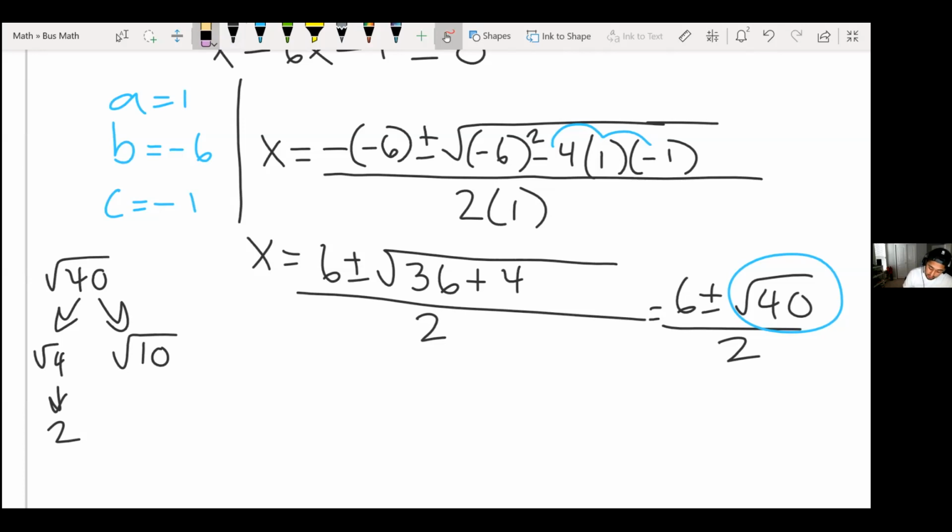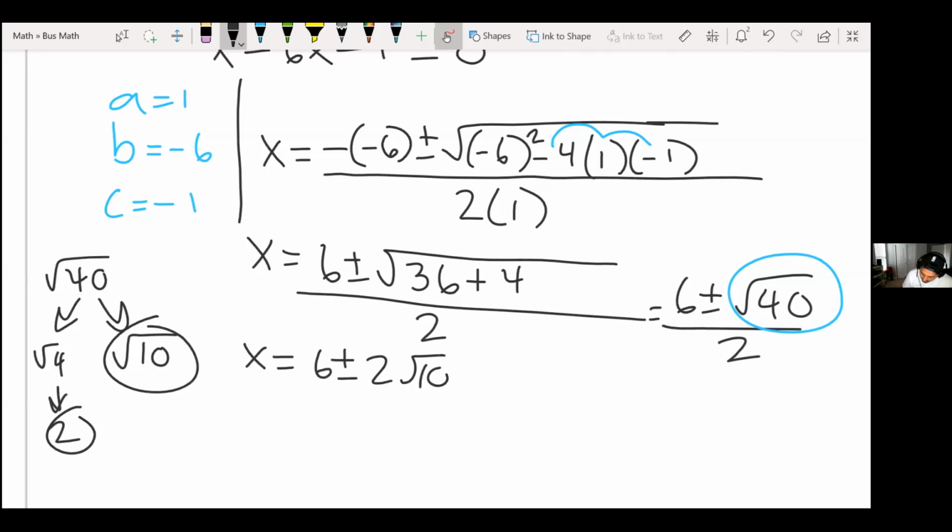Okay, so with that being said, I come back and rewrite this. X equals 6 plus or minus, what we're left with, 2 square root 10, 2 square root 10 all over 2. Okay, now the last thing to do is simplify this. We look and say, can we go further? And yes, we can. The 6 can be reduced by the 2 in the denominator, and the 2 square root of 10 can be reduced by 2 in the denominator.